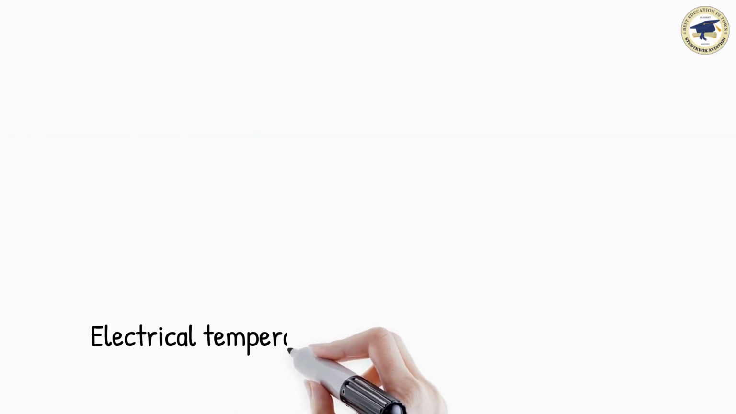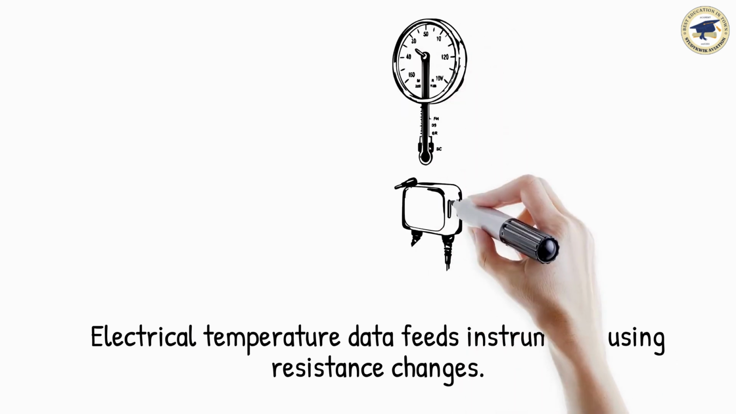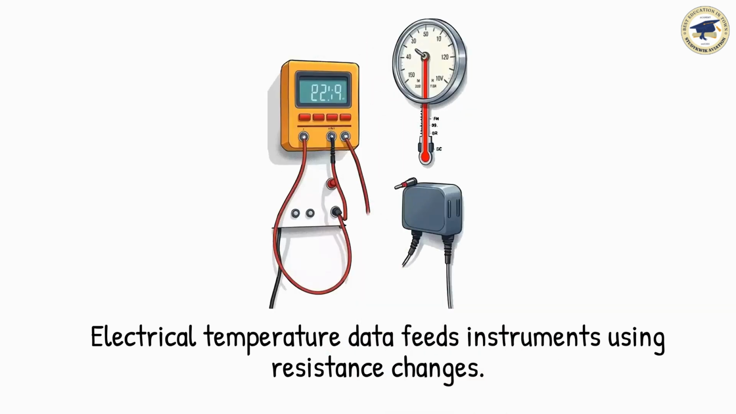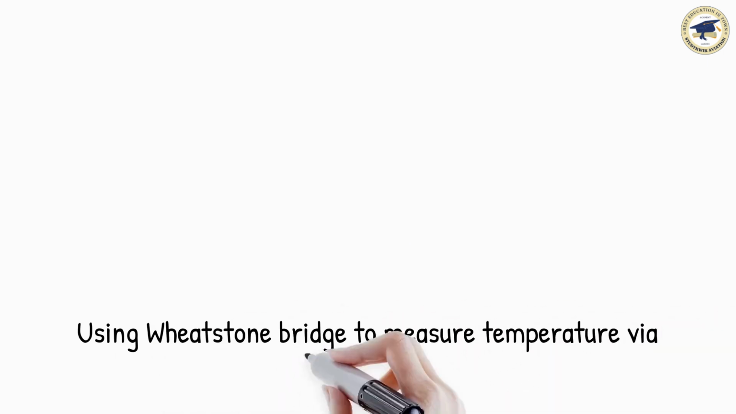It is often desirable to have temperature information in an electrical form so that it can be fed to other instruments and systems. Remote temperature gauges work on the principle that the electrical resistance of certain materials changes with a change in temperature. Measurement of electrical resistance will therefore be a measurement of temperature.